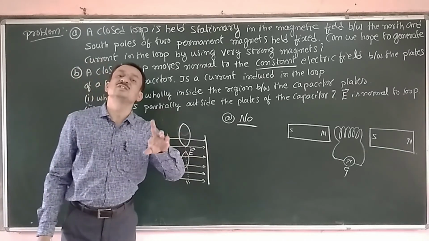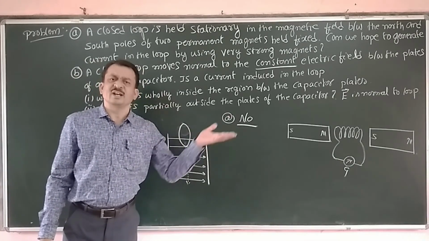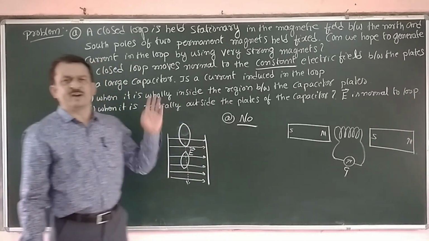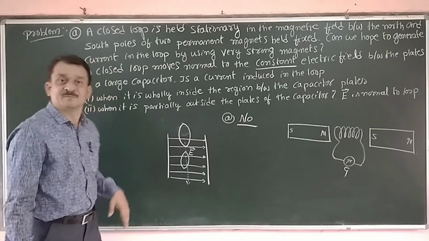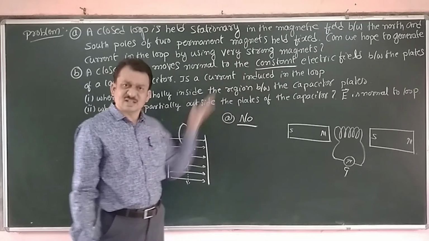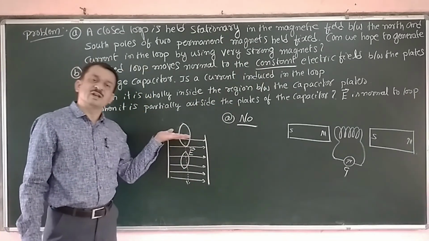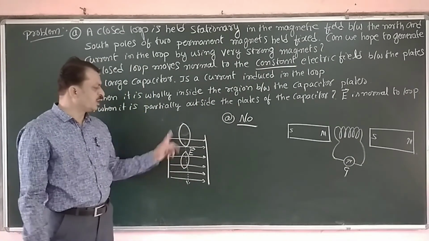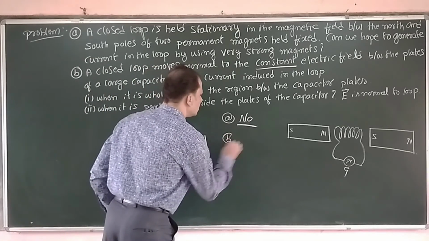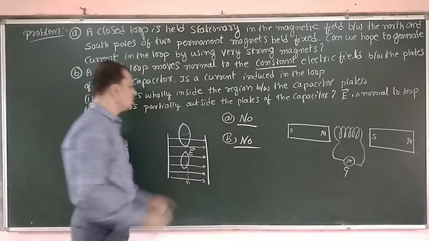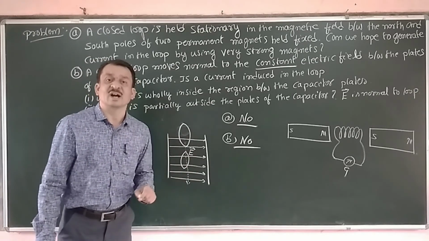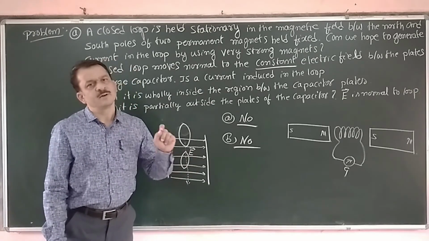If this electric field is varying, in the later chapters we will study that a varying electric field produces a varying magnetic field, and a varying magnetic field produces a varying electric field. That we will study in the later chapters. But here the electric field is a constant. Therefore, we require a magnetic field, then only the current is induced. Therefore, the answer for the second one is also no. It is not possible to induce the current or the EMF, because here they have given a constant electric field.